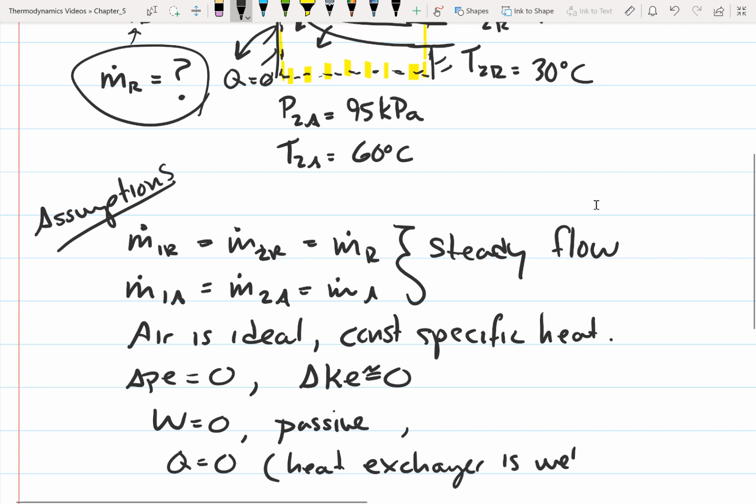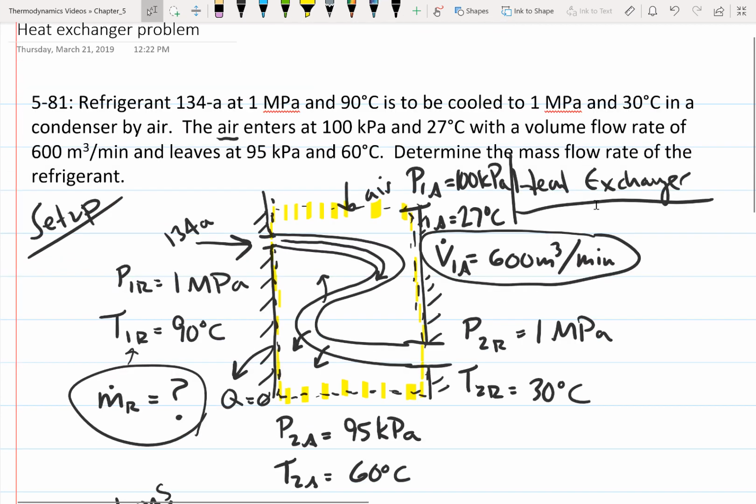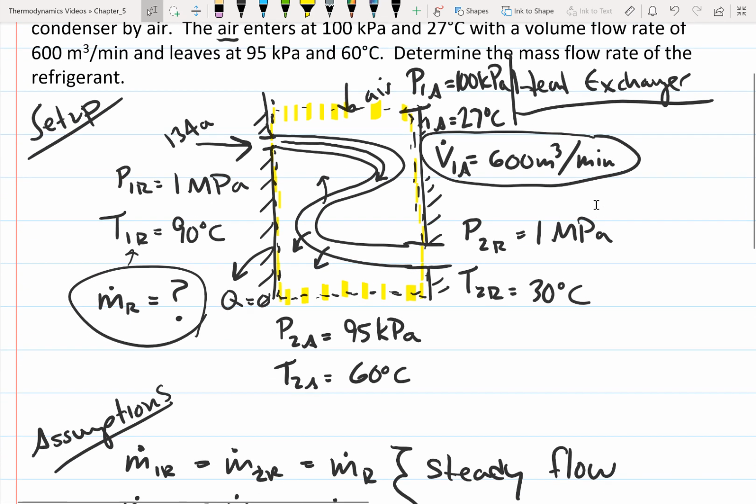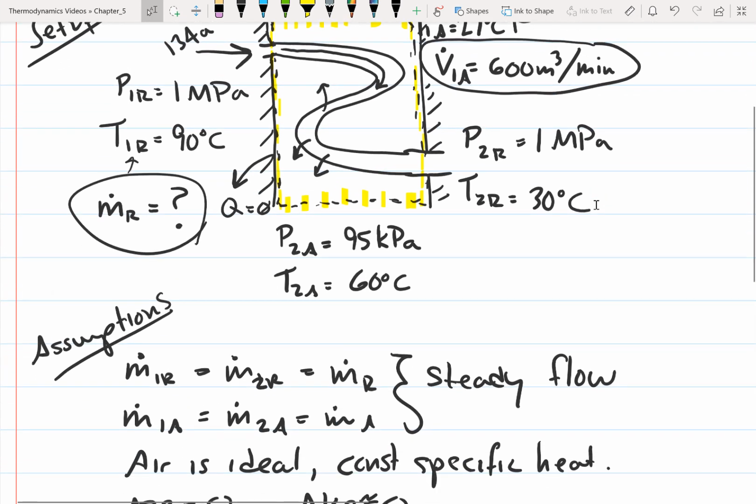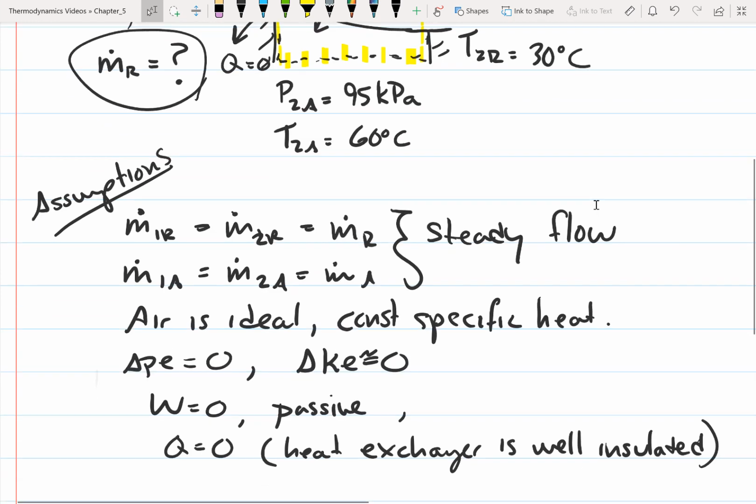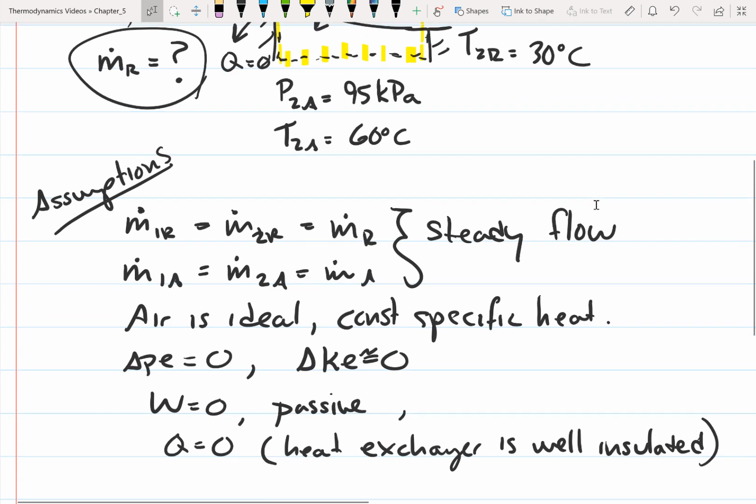In order to solve this problem, we could theoretically solve the energy balance and get a value for Q, but in this case we don't have enough information to do that. We would need to know both of the mass flow rates. We only know one, really. We're calculating the other one. So we don't have enough information to calculate Q. We weren't given Q.